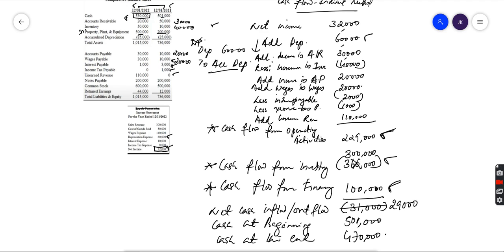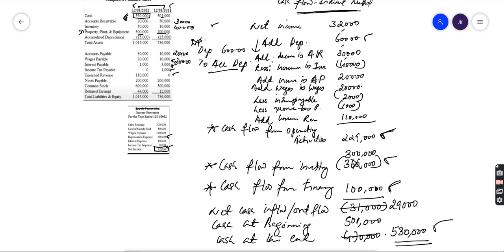Now we need to add up. Okay, 29,000 is the net cash change plus 501 is the cash at the beginning. Should be 530,000. This should be the cash. So this is correct. Now you can see this is the cash. So basically this is a reconciliation. This is also called a reconciliation method. Okay, indirect method is also called a reconciliation method.